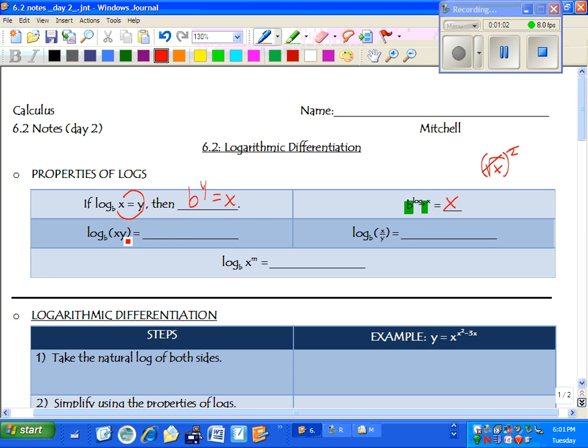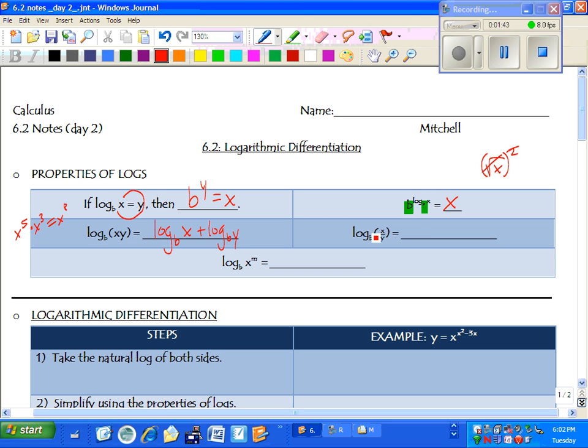The next two deal with expanding logs. Log base b of x times y can be split up into two logs, log base b of x plus log base b of y. And this kind of goes along with exponential functions. Remember, if you take two exponential functions like x to the 5th times x cubed, the bases are the same. When we multiply, we add the exponents. So we would get x to the 8th for this one. Right, in multiplication we add the exponents. Here, multiplication we can add the logs.